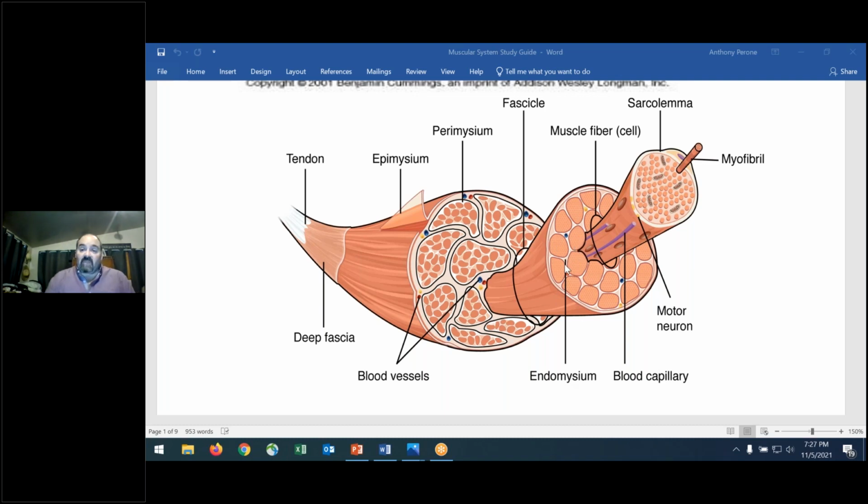Sorry about that. And then you'll see here where it says sarcolemma. What is that? Well, that's the plasma membrane of a muscle fiber, also known as a muscle cell, right? So the sarcolemma is the plasma membrane of a muscle fiber, aka muscle cell. Okay. Any questions with that?